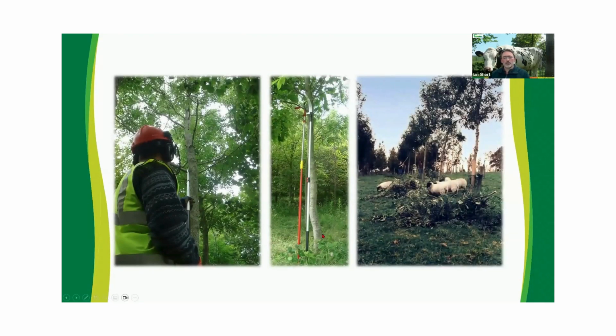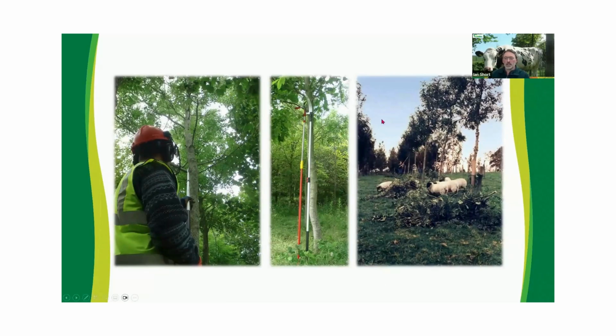So if we're doing high pruning, these are some of the tools that may be used. So we've got a telescopic saw here, and we've got telescopic loppers. Health and safety, of course. If you've got things that are dropping down from a height, you should be wearing a helmet and preferably a visor as well, to protect the eyes.